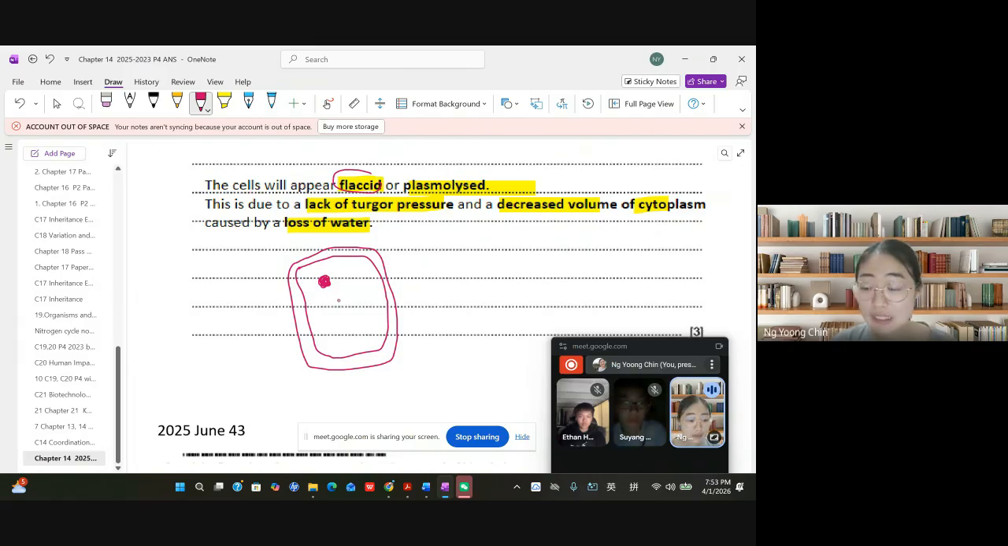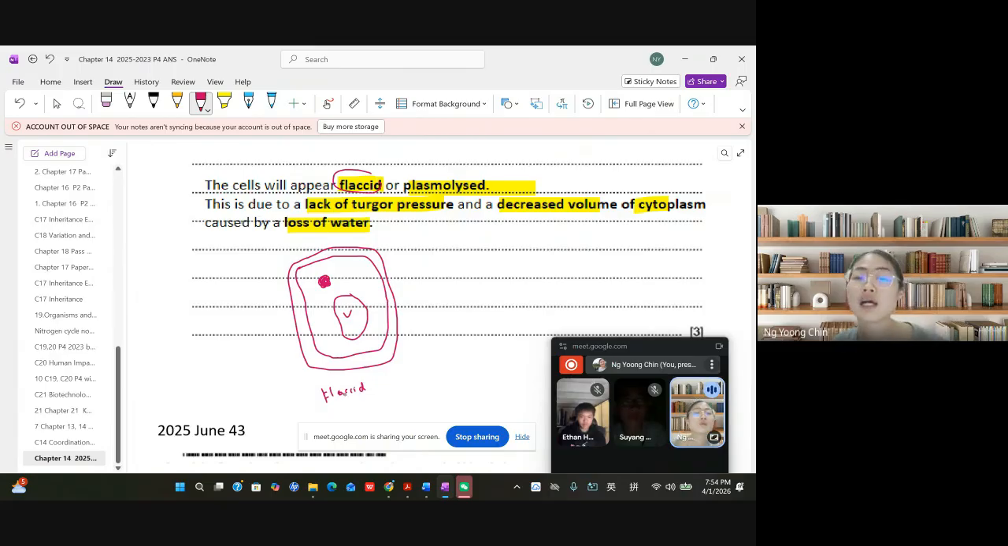Now the vacuole will just reduce in size. Why is the vacuole reduced in size? Because it is losing water. So here's a vacuole, it just reduces in size. Okay? So this is called a flaccid plant cell.